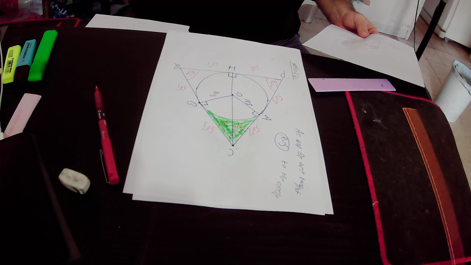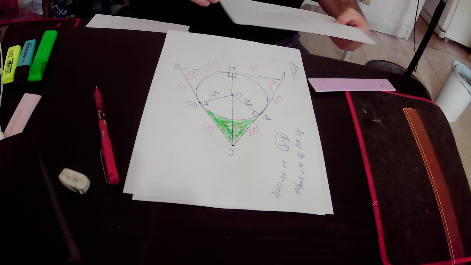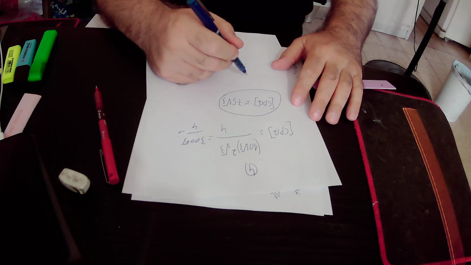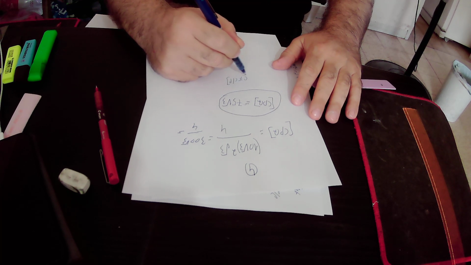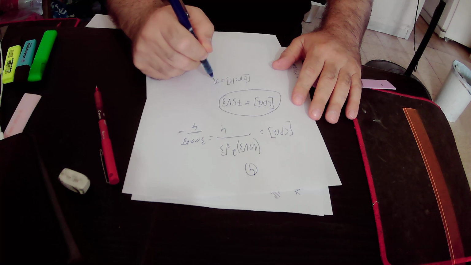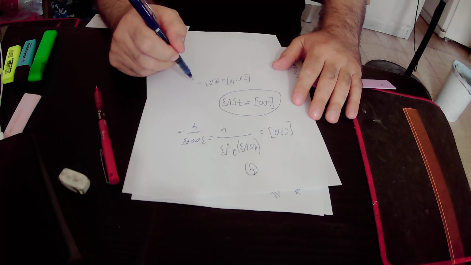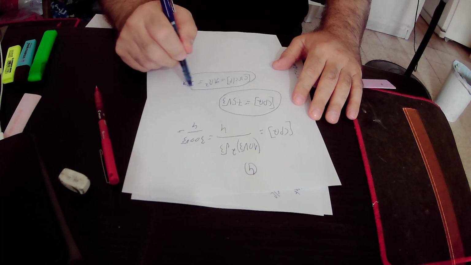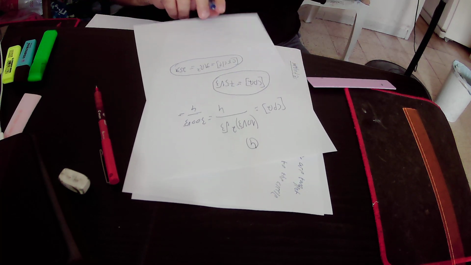And what is the area of the circle? The area of any circle equals pi times r square. We know that r equals 5, so 5 square is 25 pi. So the area of the circle equals 25 pi.